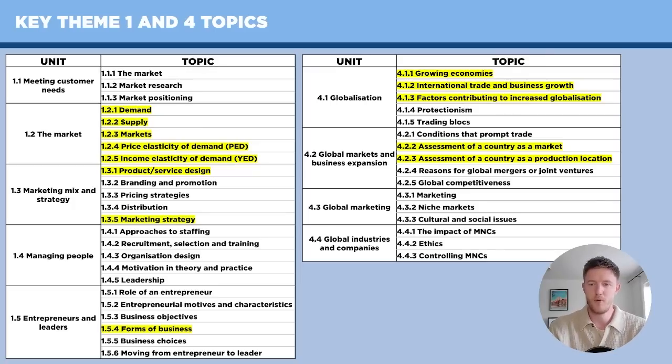And then 4.2.2 and 4.2.3, we've seen loads of questions about this, where you see a business that is choosing a country. Really nice for a 20-marker, because it gives you that straight choice of this country or this country. It could be Europe or Asia. It could be Africa or North America. It could be anything like that. And you need to think about whether they're targeting a market or a production location.